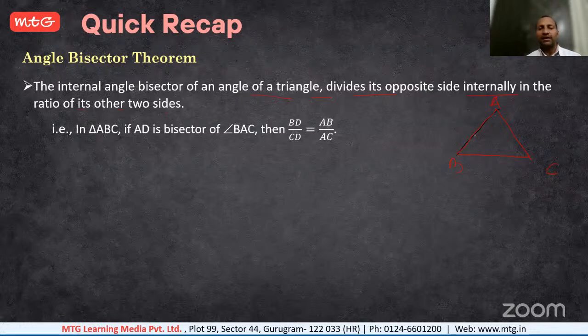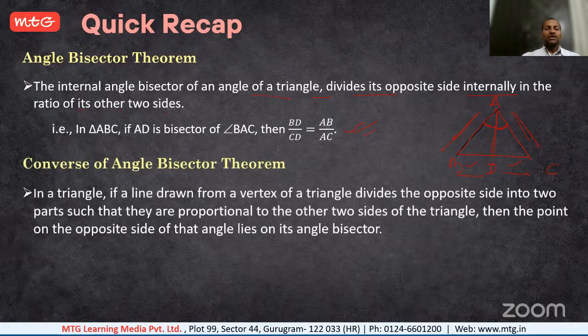So here in the triangle, if I assume this AD is an angle bisector, it will divide this angle A into two equal parts. This and this are equal. So it means BD and DC will divide in the ratio of AB and AC. In this same ratio means BD by CD is equal to AB by AC. So that is the angle bisector theorem. So clear? Does anyone have any doubt in this angle bisector theorem?